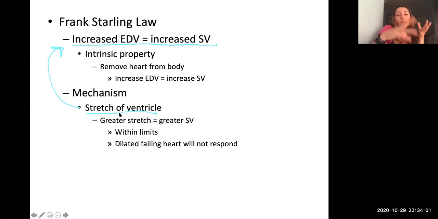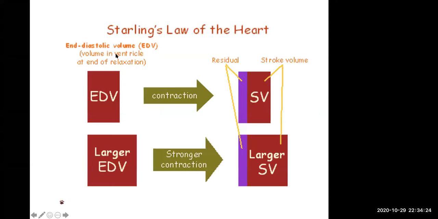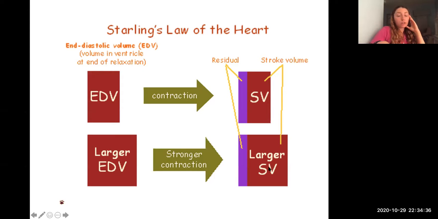So this requires a stretch, right? The stretch of the ventricle and contraction of the ventricle. The greater the stretch, the greater the afterload, right? This stretch is to push the blood along into the systemic circuit. Whenever you think about stretch, think about contraction. So the larger the end diastolic volume, the larger the stroke volume, and the stronger the contraction.